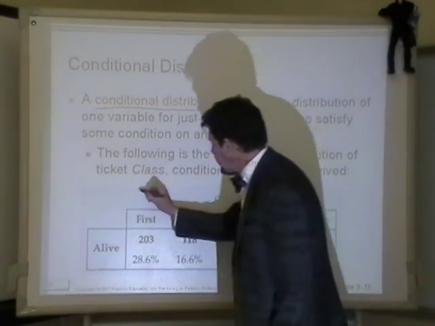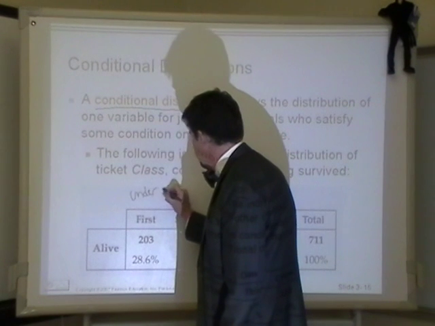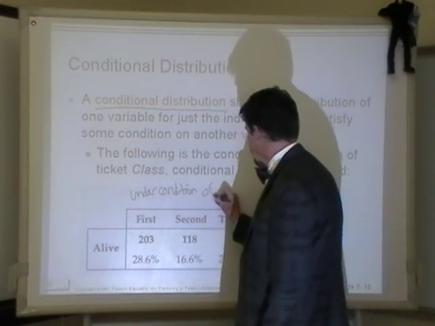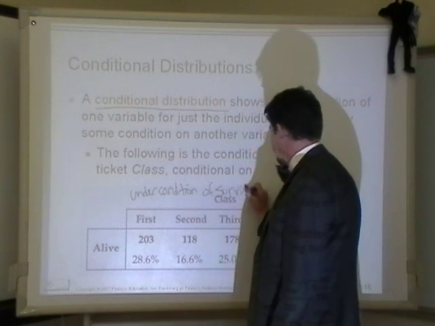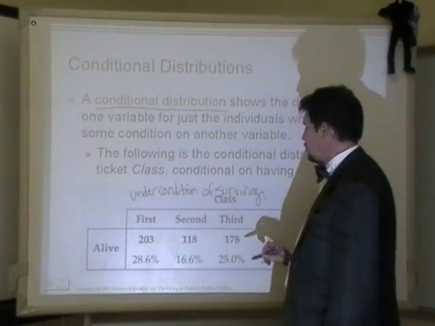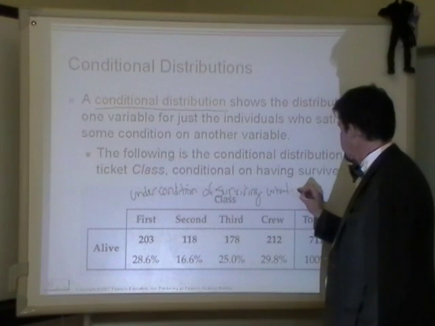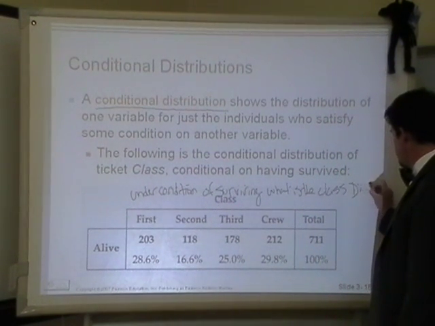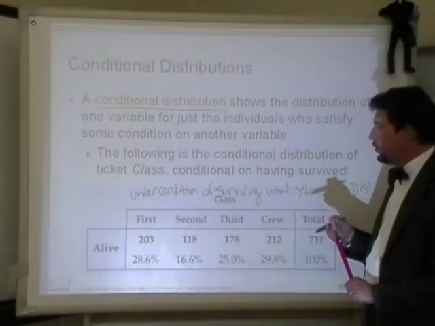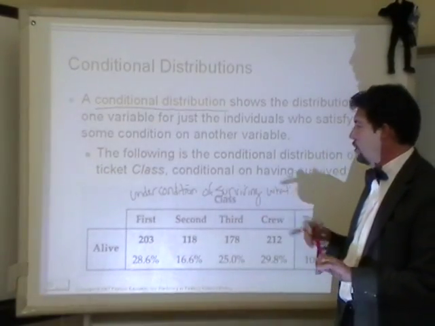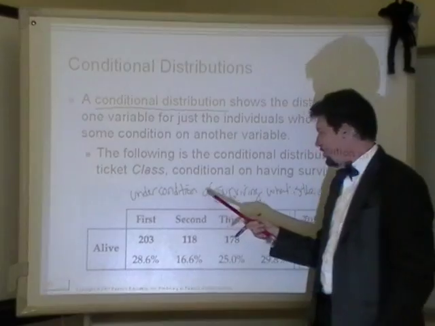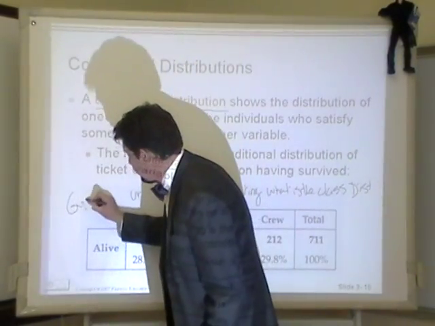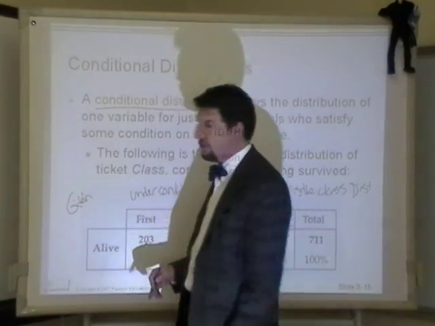So, under the condition of surviving, what is the class distribution? So what you're doing, and here's what's really important. What you're doing when you say under the condition of surviving, you're saying given, another word for that, given you survived.